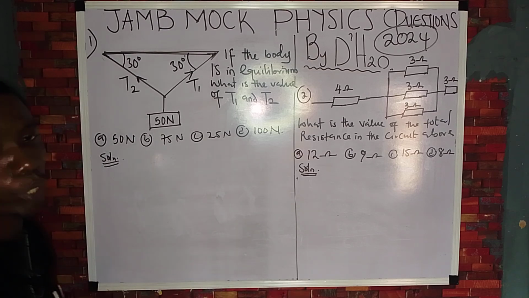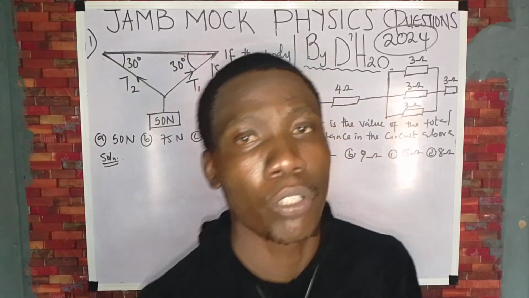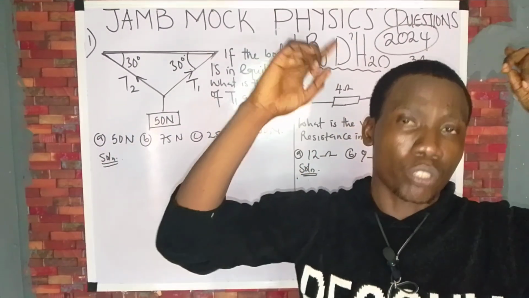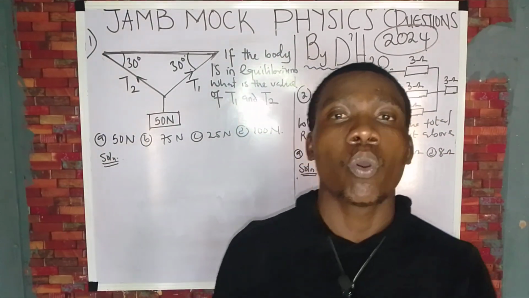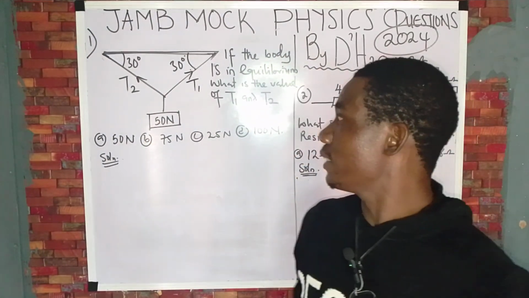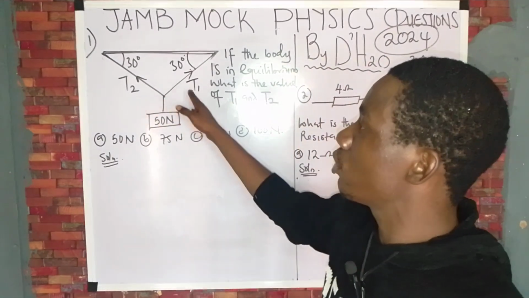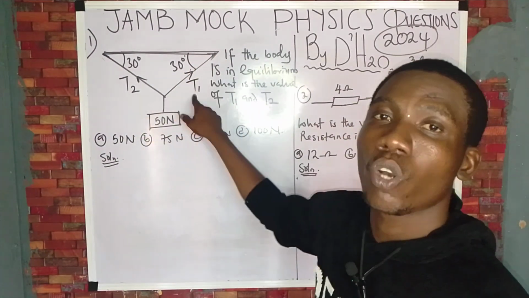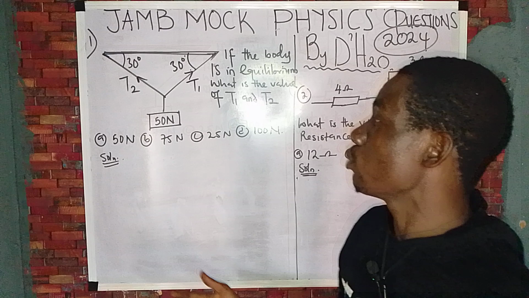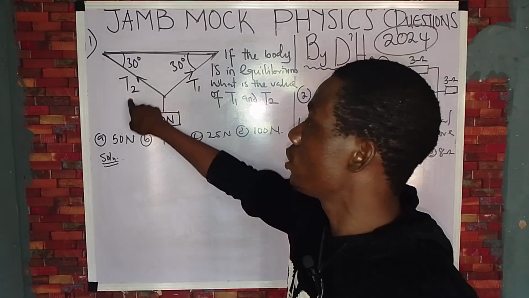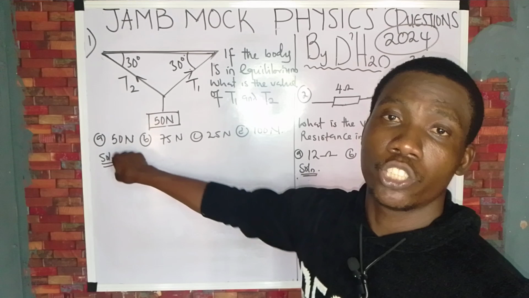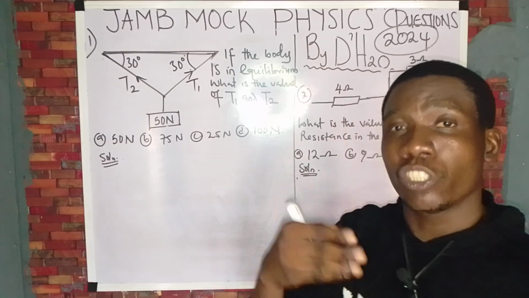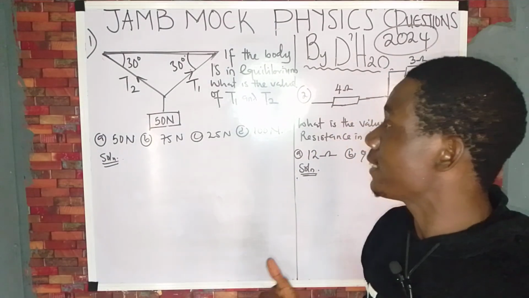Because the body is in equilibrium, remember there is a condition for a body to be in equilibrium. One of the conditions is that the sum of the upward forces must be equal to the sum of the downward forces. I think the upward forces are likely to be these, though these two forces are not directly upward, so we can't work with this. Otherwise, a student who is not smart will think that the sum of T1 plus T2 is 50 and shade 50. If you shade 50, you will fail it woefully. So you have to be very careful because the forces must be vertical. It must be vertical forces.